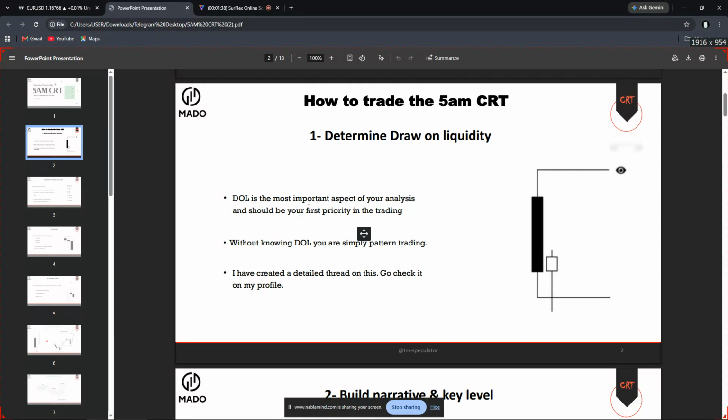So draw on liquidity is the most important aspect for your analysis. We want to know if the candle that is going to form today is a bullish candle or a bearish candle. And how do you determine that? I've talked about that in my YouTube video on how to determine draw on liquidity. It's very easy for you guys to learn how to determine draw on liquidity, so you can understand how to take trades using the 5 a.m. CRT.